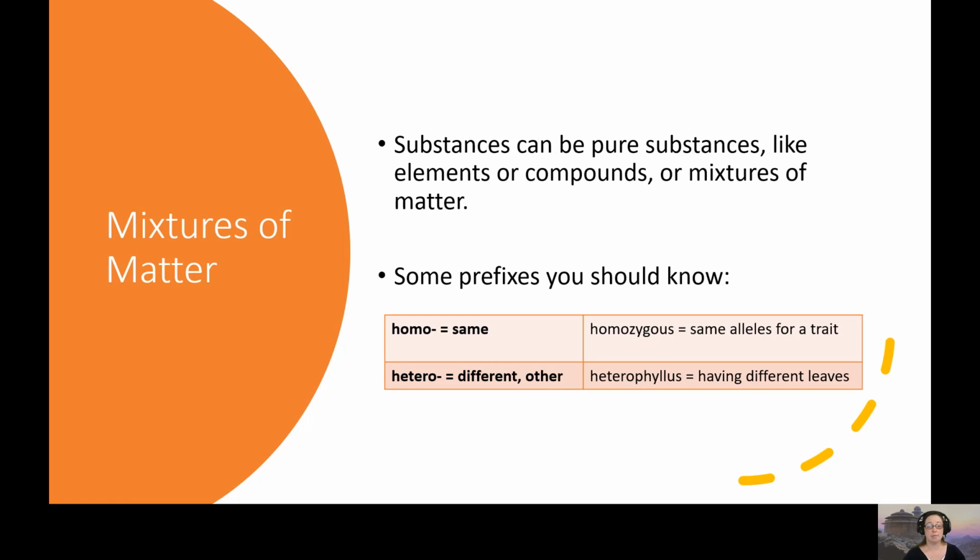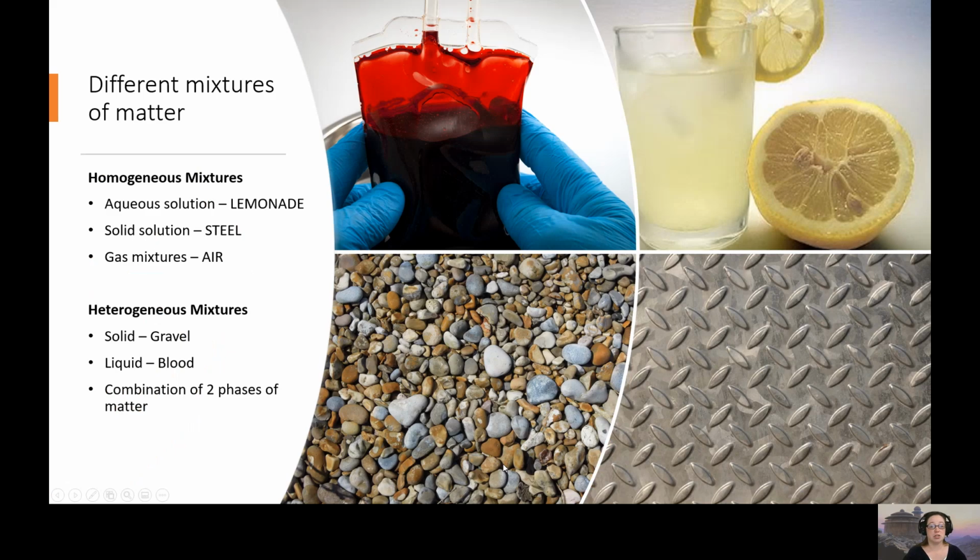So when we're talking about it in terms of matter, homo is going to be homogeneous. So it's going to be things that aren't easily separated. And then heterogeneous are going to be things that you can easily see to separate. So homogeneous mixtures can be aqueous solutions like lemonade, solid solutions like steel, or gas mixtures like air, right? You can't really separate out the different types of molecules in the air, even though it's not all pure oxygen, right? It's mostly nitrogen.